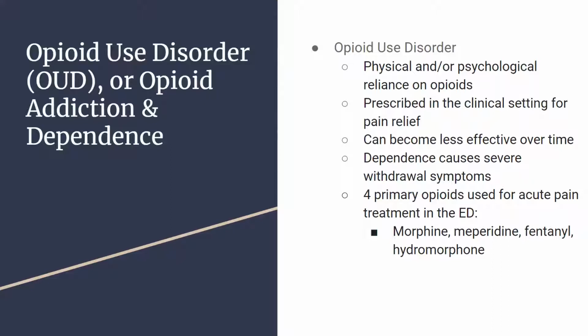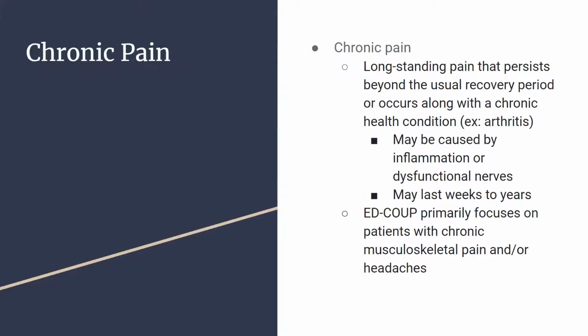And lastly, four primary opioids that you might see that are used for acute pain treatment in the ED are morphine, meperidine, fentanyl, and hydromorphone. So you might be seeing those in some of your MARs as you're screening for some other studies. Just keep an eye out for those.